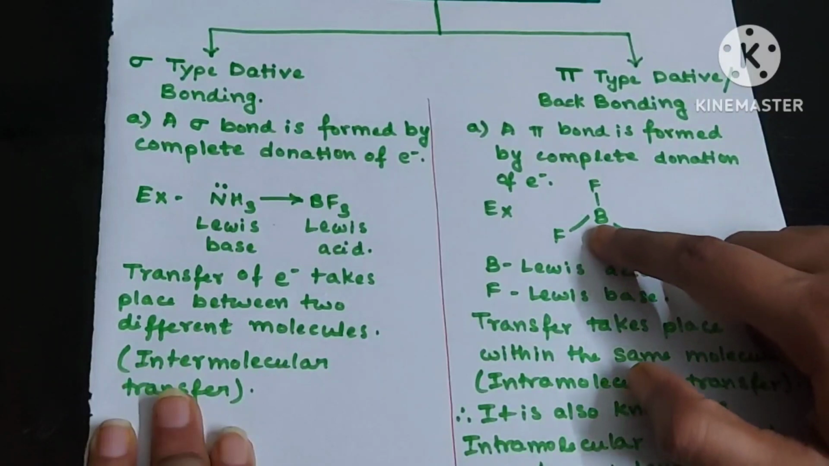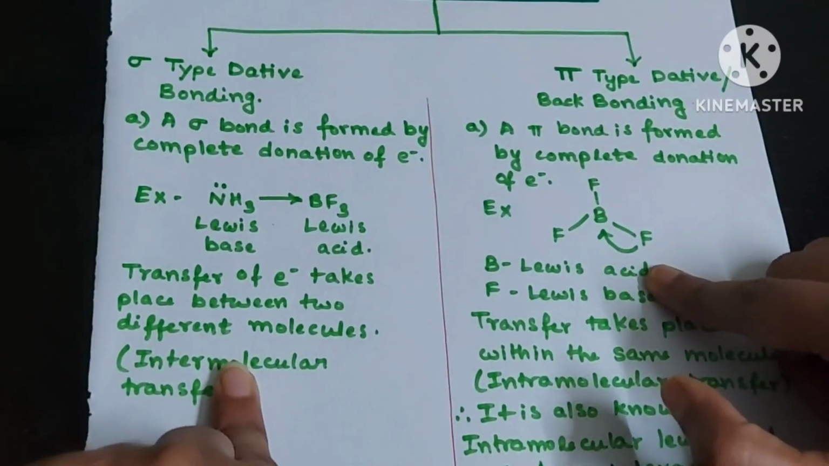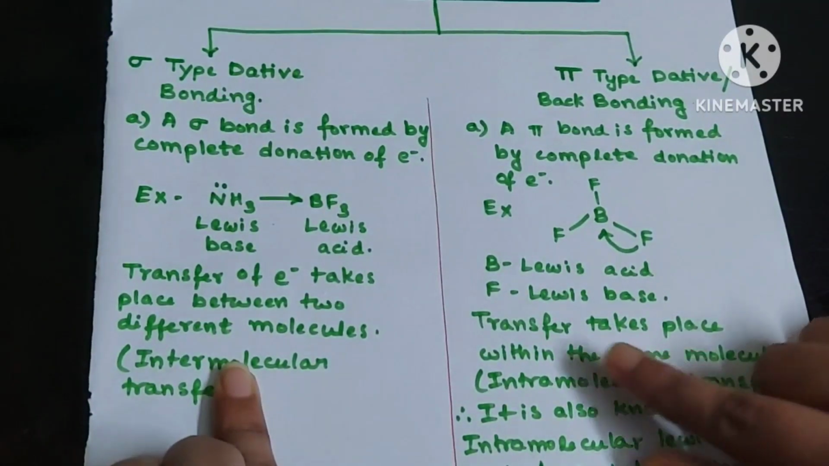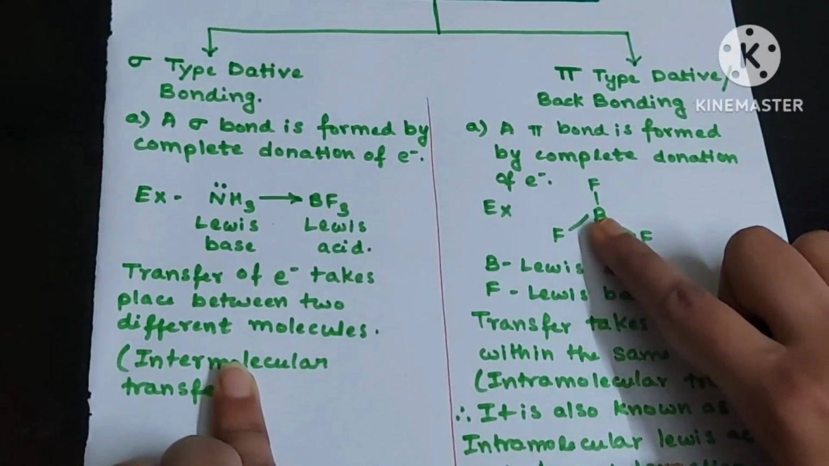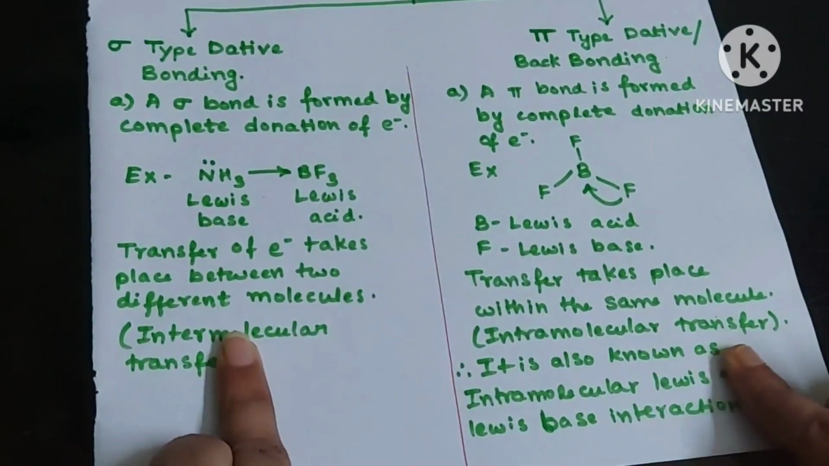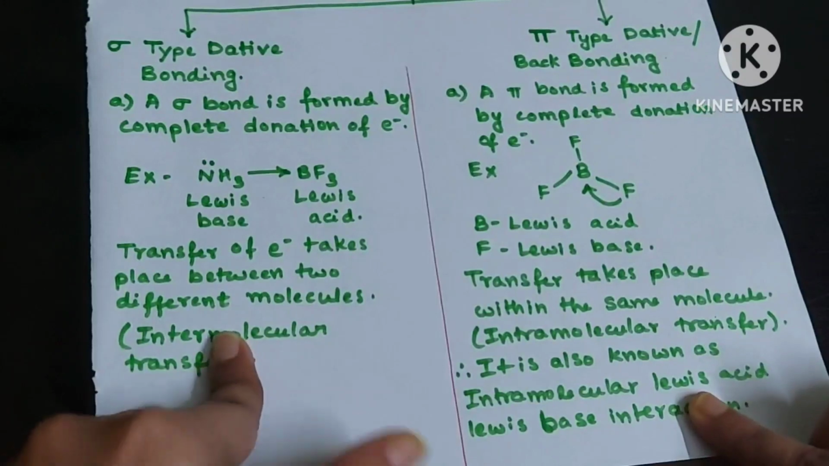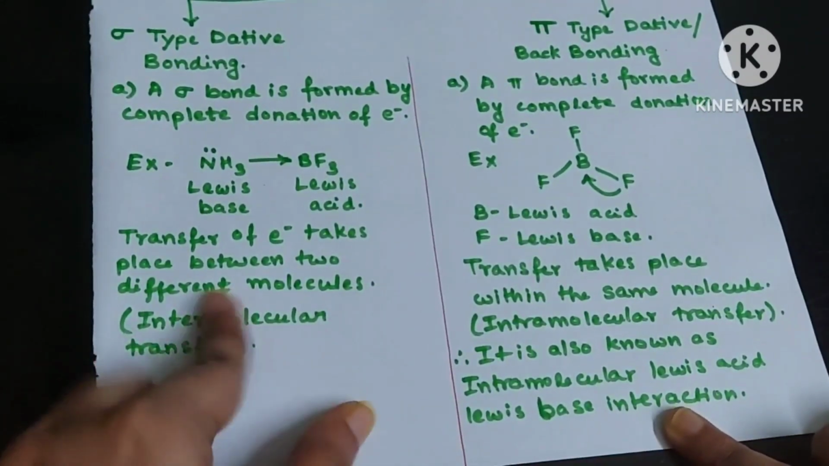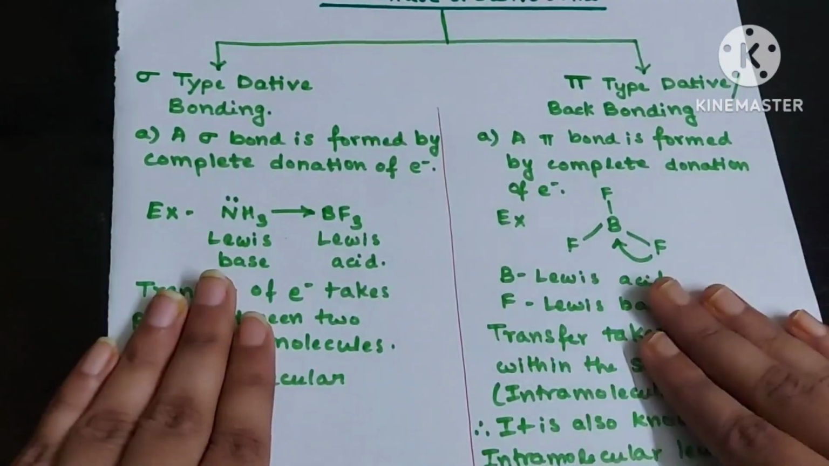Okay, so here boron will act like a Lewis acid, and fluorine will act like a Lewis base. Transfer takes place within the same molecule. See, this is a single molecule, and here the transfer is taking place within the same molecule. Therefore, it is intramolecular transfer. It is also known as intramolecular Lewis acid Lewis base interaction. Okay, so this was the difference between sigma dative bonding and back bonding.